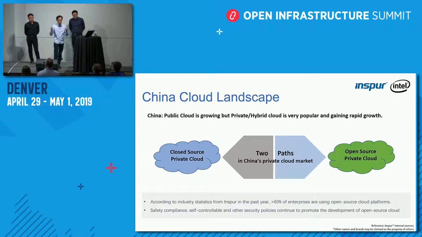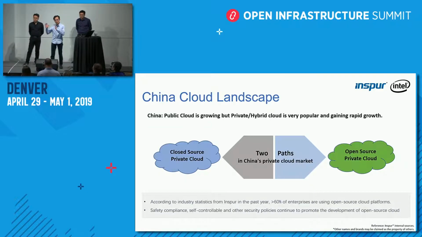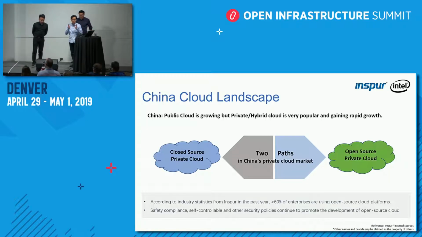So in China, we see two paths here: the open source and the closed source private cloud. On the open source side, OpenStack is the de facto choice; everyone's using OpenStack to build the open source private cloud. Next, I will let Dr. Su talk about some of the enterprise private cloud requirements in China.